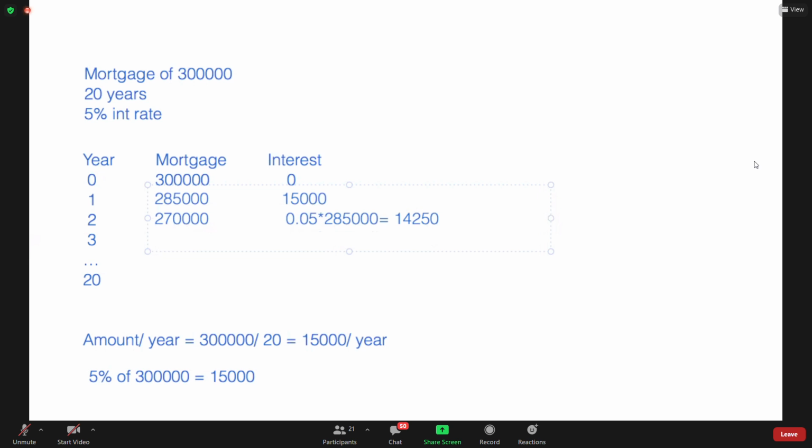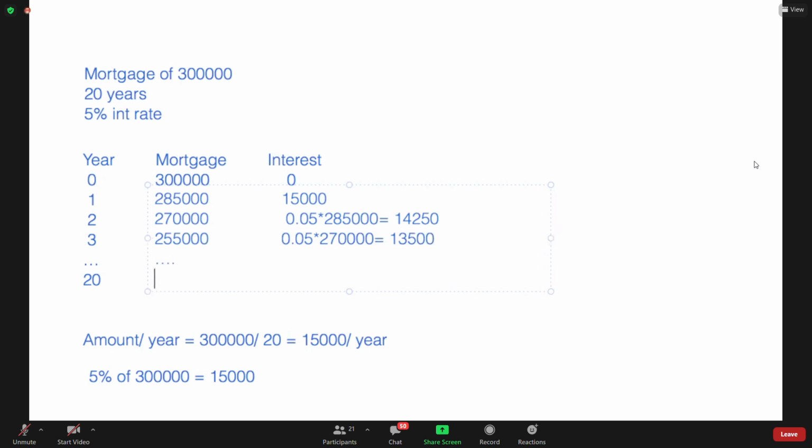What about the third year? Again, my mortgage will go down by 15,000. So I will go ahead and write again 270,000 minus 15,000. That is 255,000 in mortgage left. And in interest, I will have 5% of 270,000, 0.05 multiplied by 270,000, which will be 13,500, and so on.